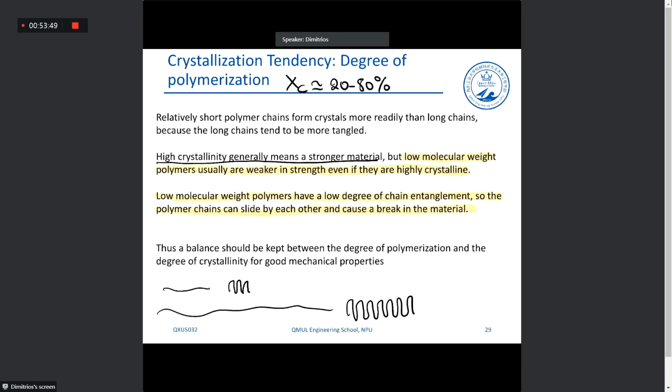If the polymer with 40% crystallinity has a much, much higher molecular weight, that can give higher mechanical properties compared to the more crystalline polymer that has a much lower molecular weight. So when fabricating a polymer by controlling its degree of polymerization, we need to keep a balance between the degree of polymerization and the degree of crystallinity in order to achieve good mechanical properties.